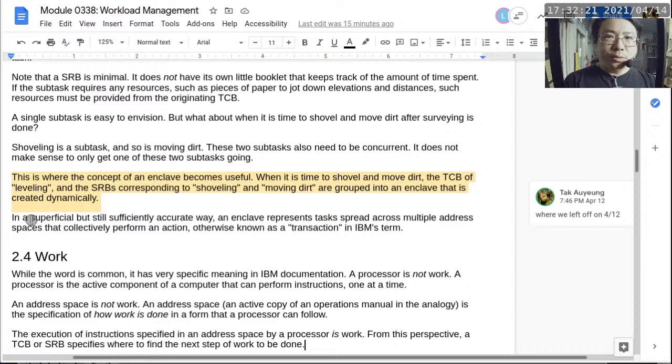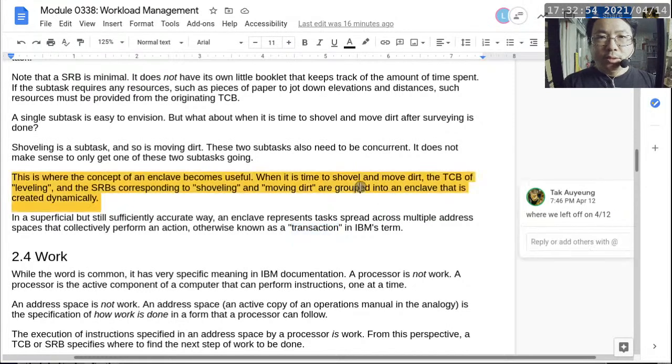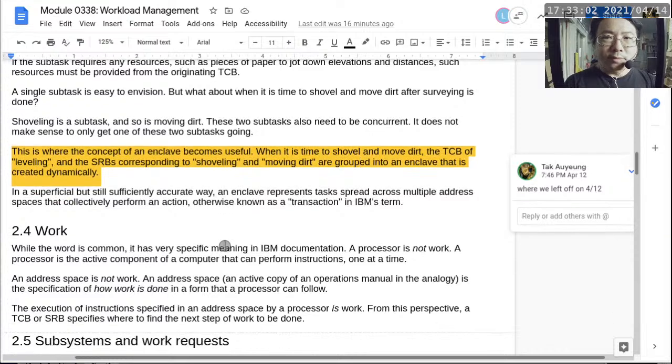All right. So back to TCBs and SRBs, and also the enclave concept. An enclave basically represents tasks that are spread across multiple address spaces, and collectively they perform a single action that is of value to the application, or whatever the computer is supposed to do that provides value to the client. In IBM's terms, it is called a transaction. So I can leave the bookmark here. There's no need for me to delete it. This way we know how we progressed through the material.